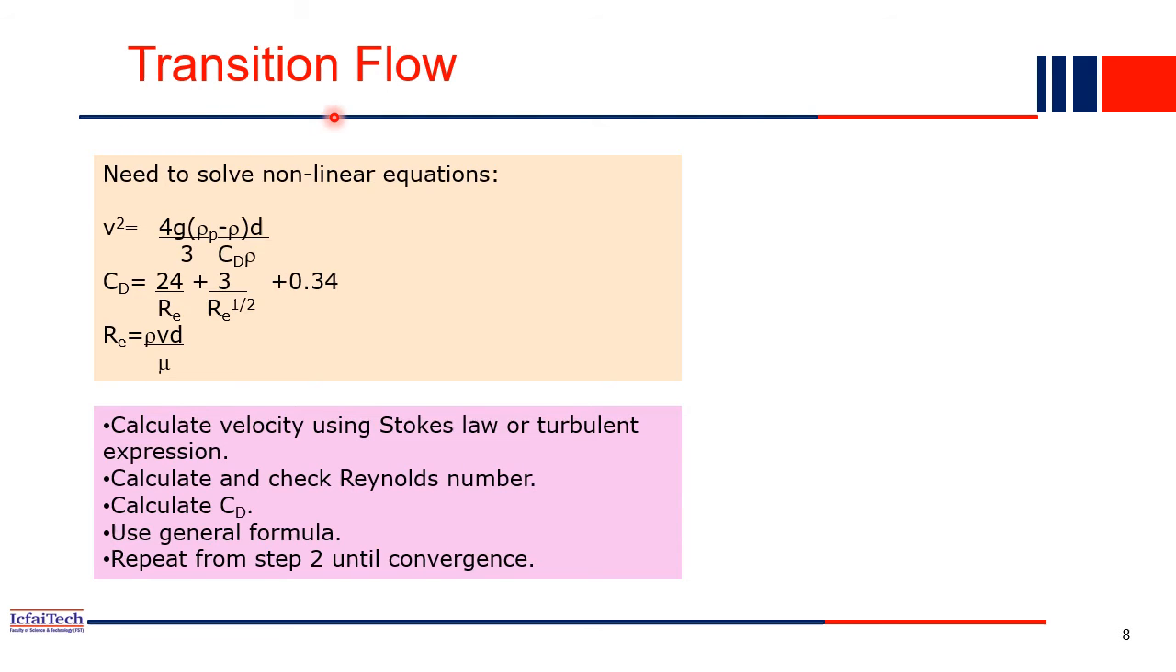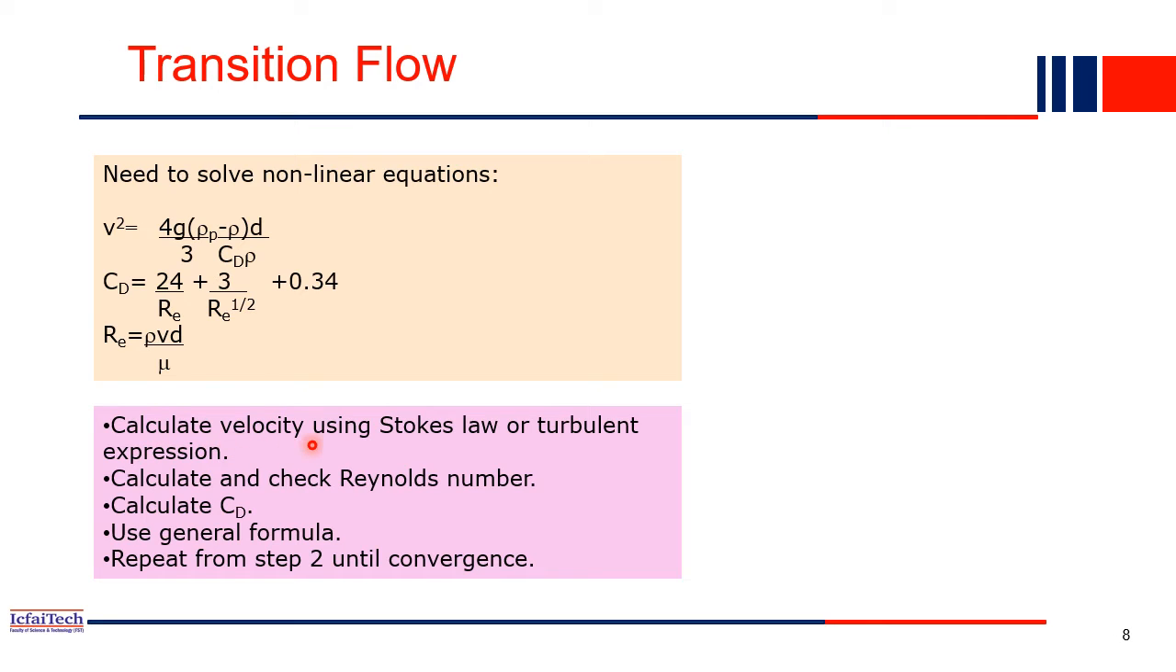For transitional flow, the Reynolds number will be between 1 and 10. In that case, in the same expression the CD value will change. We have already seen the CD value for transitional flow. You substitute that value and you get the V square term. This is a non-linear equation, and from there you have to solve it.